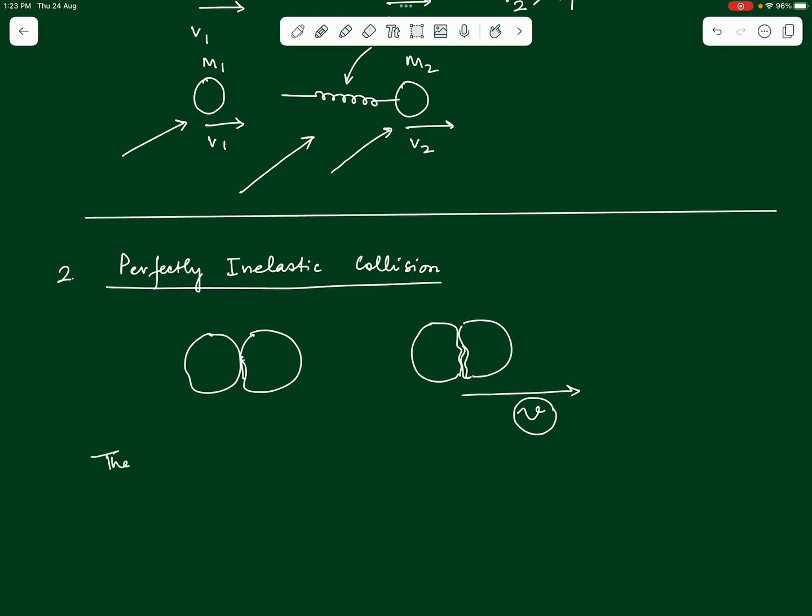So we can say that the two bodies stick to each other and move with a common velocity.